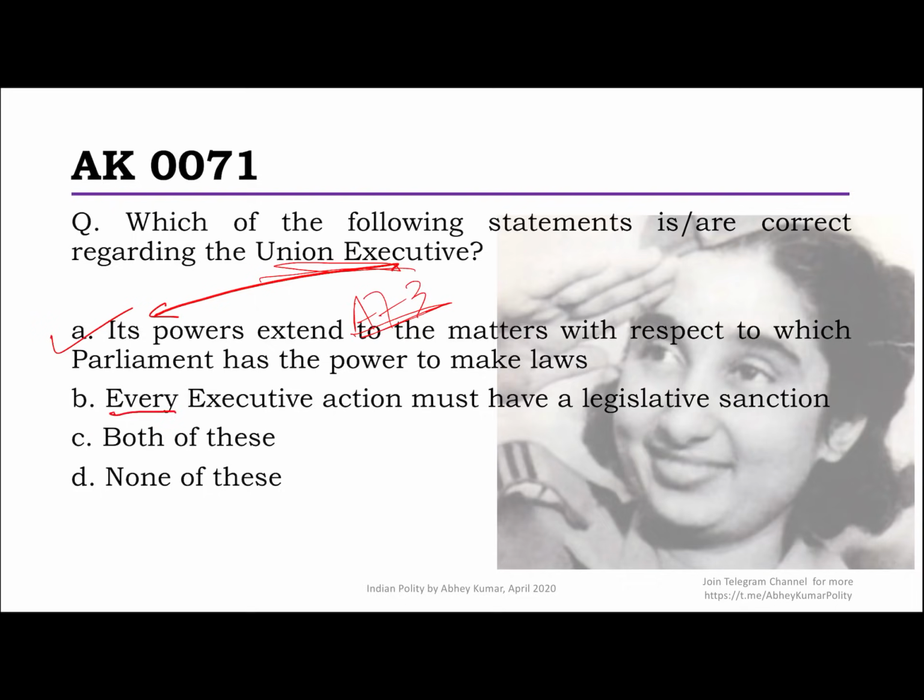A second statement says every executive action must have a legislative sanction. Now that is not really necessary. Yes, an executive action cannot be violative of any legislation, but it's not really necessary to always have a legislative approval for all the actions made by the executive. The best example of this is the creation of Niti Aayog. It's a body created by an executive action, just by a resolution of the Union Cabinet. There is no legislative approval behind that. So the correct answer for this should just be the first statement.